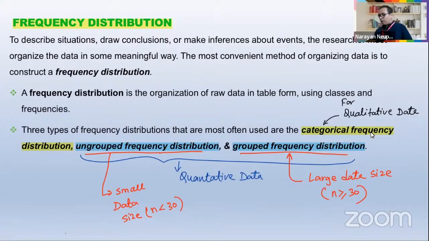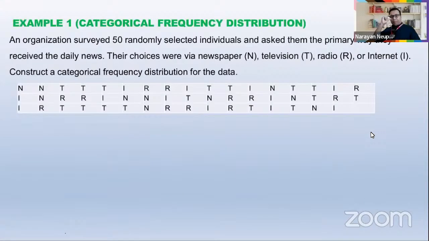So let's begin with the first one. Here is our first example. Look at this. In this one, we have an organization that surveyed 50 randomly selected individuals and asked them the primary way they receive the daily news. Their choices were via newspaper, denoted by N, television, denoted by T, radio denoted by R, internet denoted by I. We are asked to construct a categorical frequency distribution here. So let's see how we can make that categorical frequency distribution.